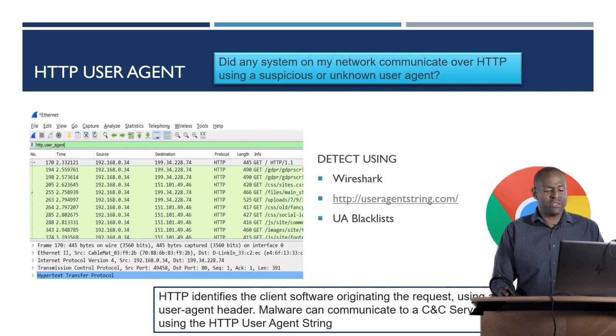And also there are user agent blacklists, and you may have automation in your SIEM systems and any of your detection systems that automatically download and detect using UA blacklists. And so the question that we're answering for the HTTP user agent is, did any system on my network communicate over HTTP using a suspicious or unknown user agent? So suspicious, it's on a UA blacklist. Unknown, we're not sure if it's suspicious, but it is traffic that just looks odd.